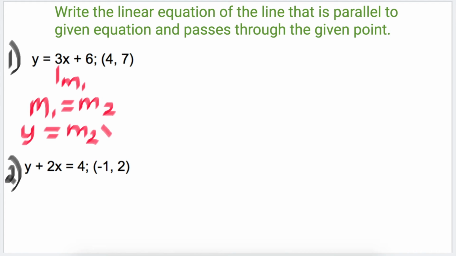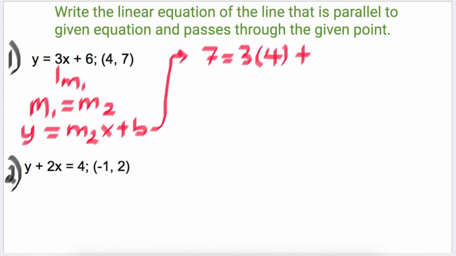So the next thing that we need to do is to write the final answer in the slope-intercept form, which is y equals m2x plus b. We are going to substitute the y value, the slope value, and the x so that we can figure out what the y-intercept is. So the y value is simply going to be 7 from the coordinates that we're given, and this is equal to the new slope, which is 3 times 4, which is the x coordinate, plus b.